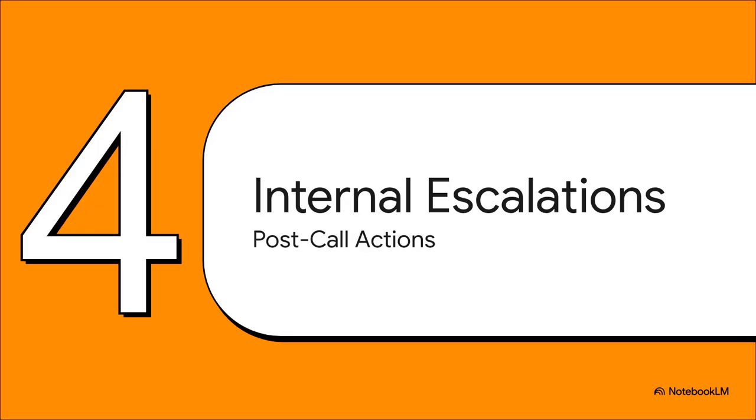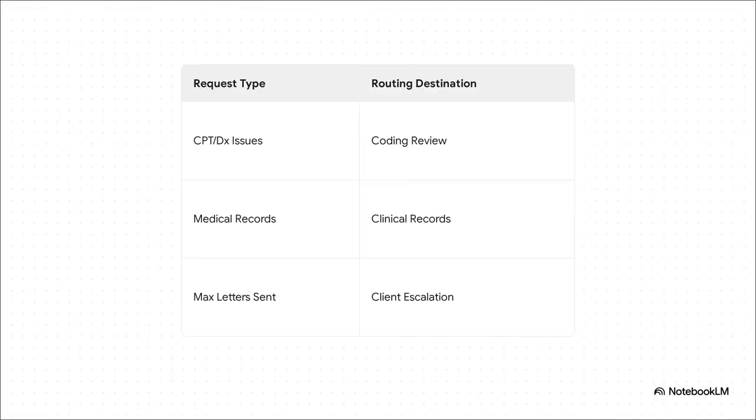Let's jump into Section 4, Internal Escalation and Post-Call Actions. This routing matrix is your cheat sheet for exactly where an account needs to go based on what the payer rep tells you. Think of yourself as the traffic director here. If the payer says the procedural codes and diagnosis codes don't match up, you route that straight to the coding review team. If they need detailed medical records or operative reports, that goes to the clinical records department so they can securely handle the protected health information.